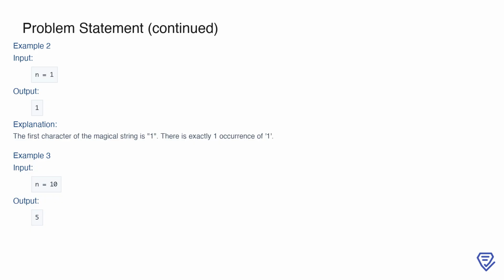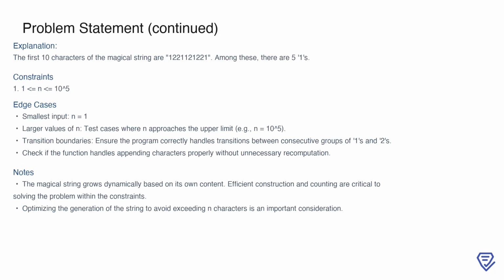These examples help illustrate the process of counting ones in different portions of the magical string based on the input size. To further solidify our understanding, let's focus on the detailed explanation for the case where n is 10. As mentioned, the first 10 characters of the magical string are 122, 112, 1221. Following the rules of the magical string, each character determines how many times the next character appears, ensuring the unique sequence formation. Among these 10 characters, there are exactly 5 occurrences of the character 1.